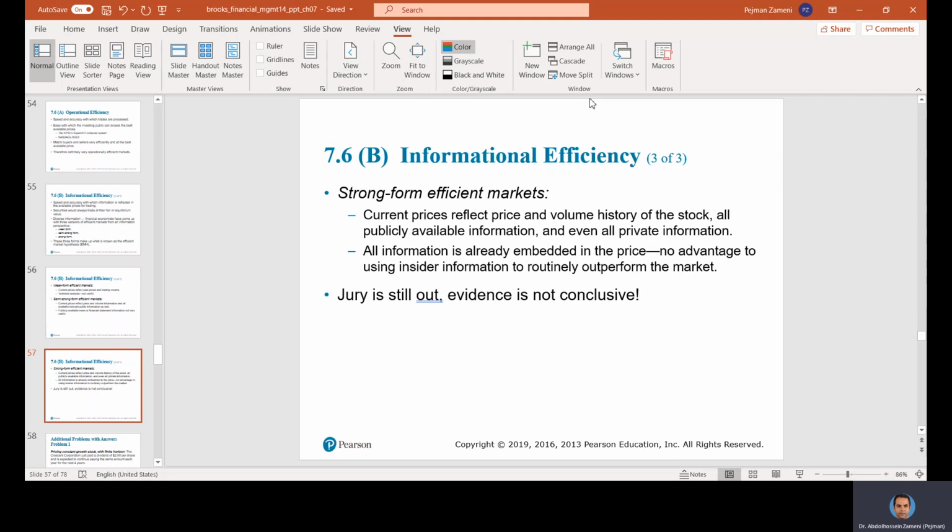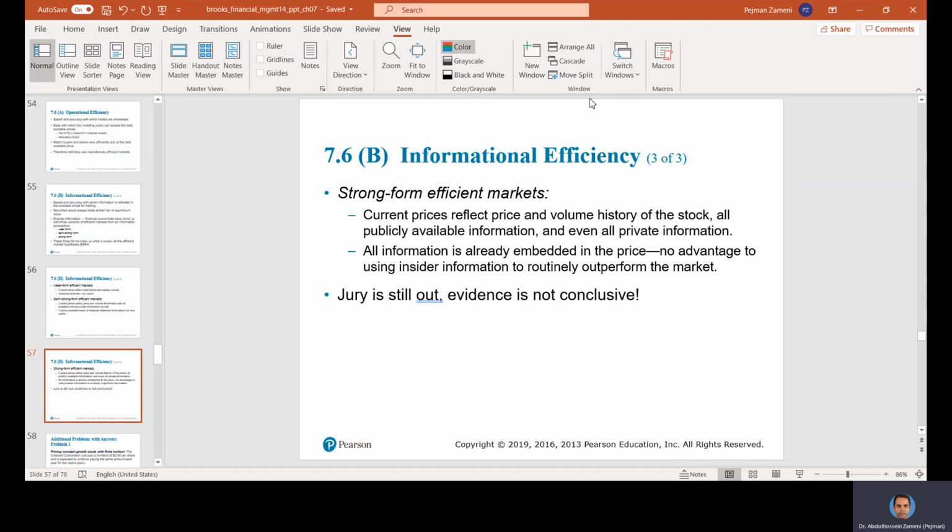Okay, and here is strong form efficient markets. This refers to the insider information, information that is available to the CEO, CFO, COO, and all the employees. But if we assume that market is strong form efficient, no matter which part of the world you are a shareholder in, or if you are an employee, or if you are the CEO of the company, everyone has access to the same level of information. And this is the ultimate goal of any financial market: transparency.